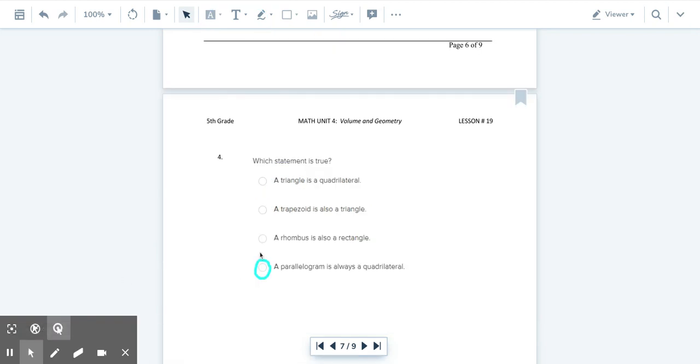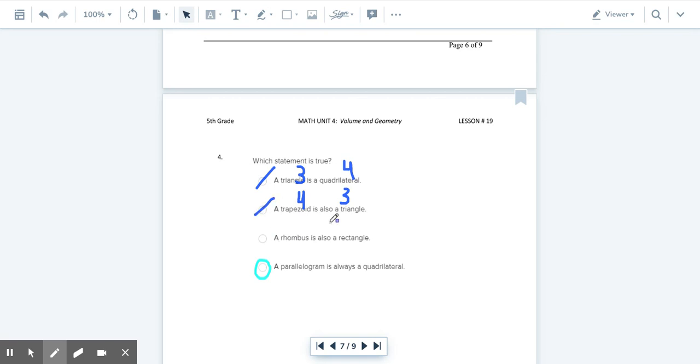Which statement is true? A triangle is a quadrilateral. Well, again, a quadrilateral has four sides and a triangle has three. So a triangle is not a quadrilateral. A trapezoid is a triangle. A trapezoid is a subcategory of a quadrilateral, so it has four sides. And a triangle has three sides. It's also not a subcategory of quadrilaterals.